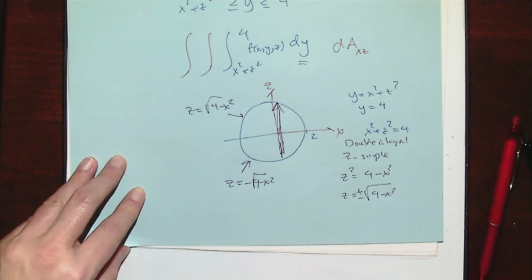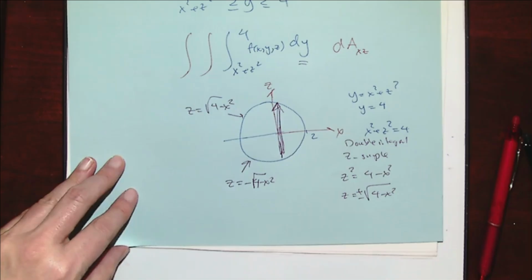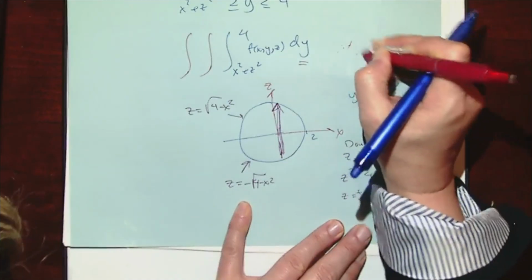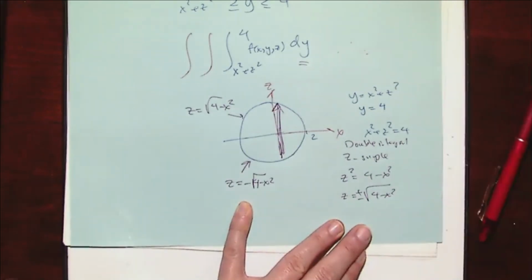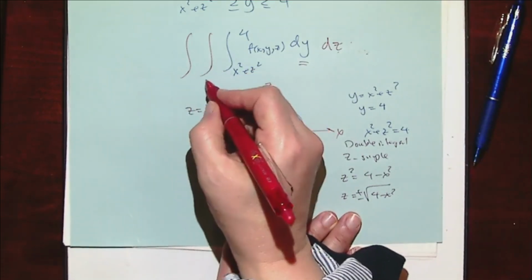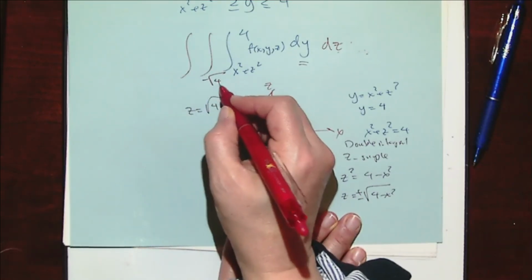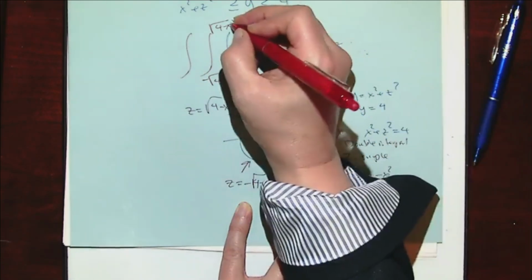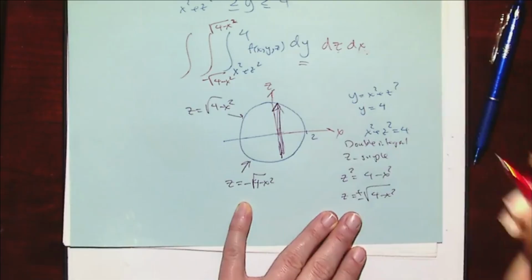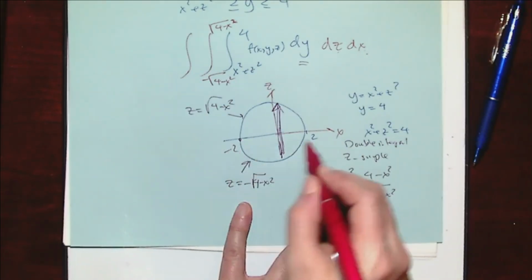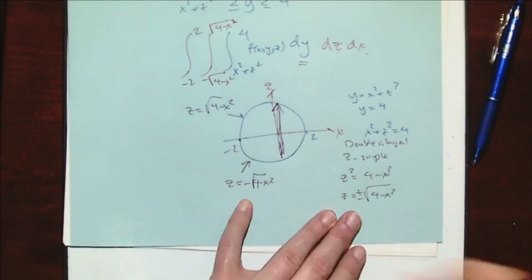Now let's set it up. So I'm going to erase this. I just wanted to remind you it is dx and dy, and put dz first. And negative square root of 4 minus x squared to square root of 4 minus x squared. And then dx, x goes from what to what? Negative 2 to 2.